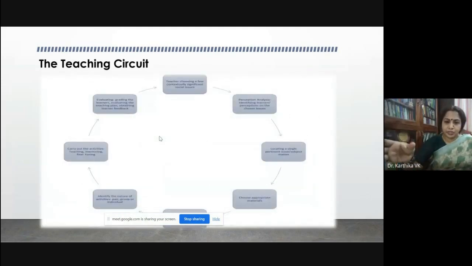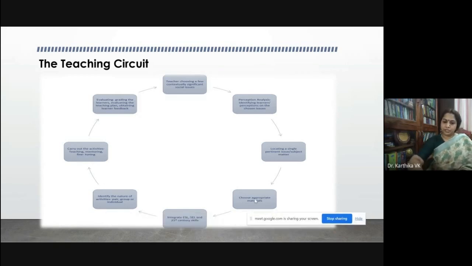This was the teaching circuit. The teacher chooses a few contextually significant social issues, which is climate action here. Perception analysis, where I identified learners' perceptions on the chosen issues. Locating a single pertinent issue, because they have so many issues to talk about: plastics, reuse, this, that, and all. Ganga getting polluted. They even thought about getting a Ganga cleaning up kind of project, which is highly impossible, right? So we had to really narrow it down to something manageable, something workable, something operational.